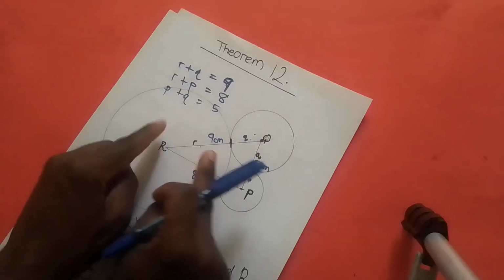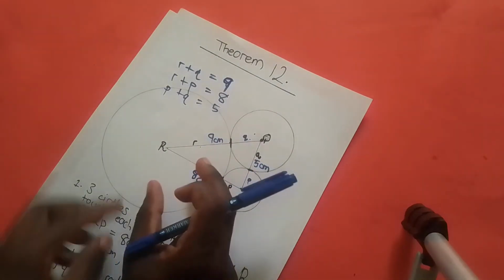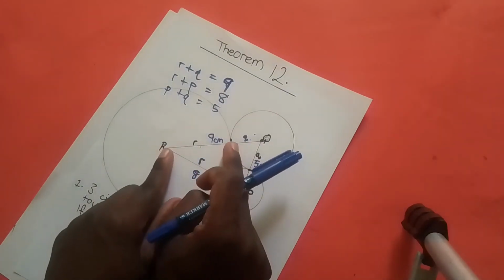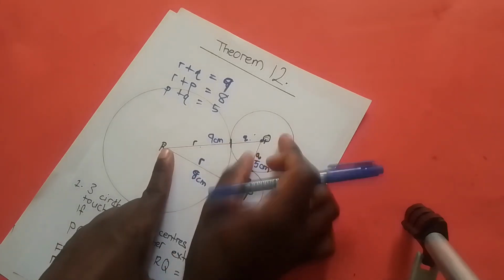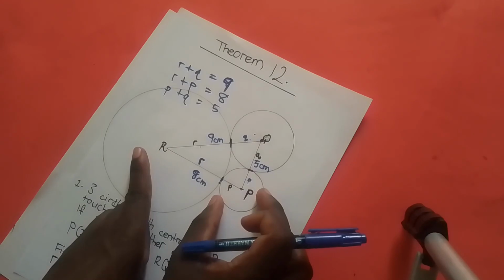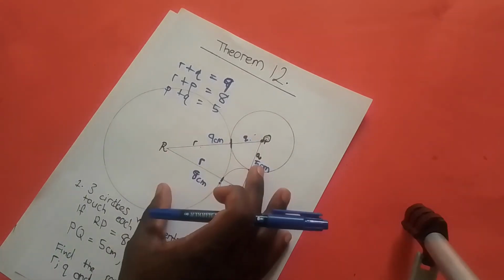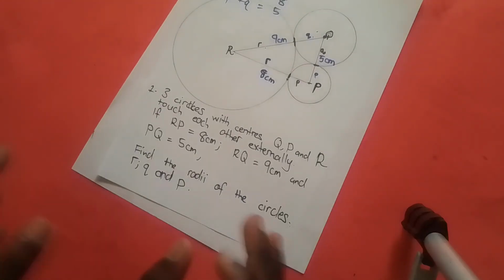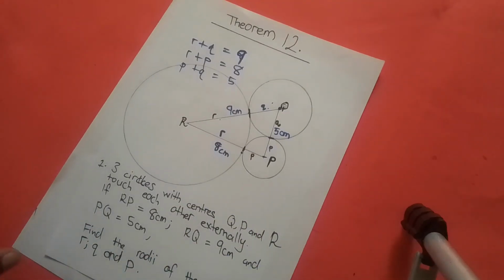So now we have those three equations. We are going to play around with these three equations until we find the radius r of the bigger circle, the radius of the slightly bigger one, and the radius of the smaller circle. Since that's what the question is saying, we should find the radii of the circles r, q, and p. So let's start calculating now.